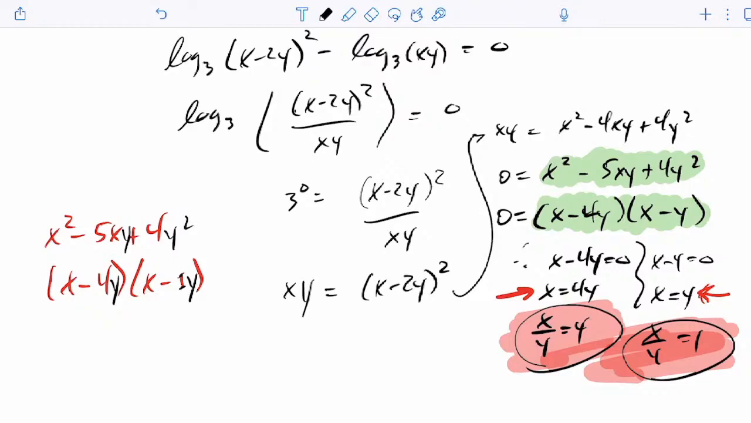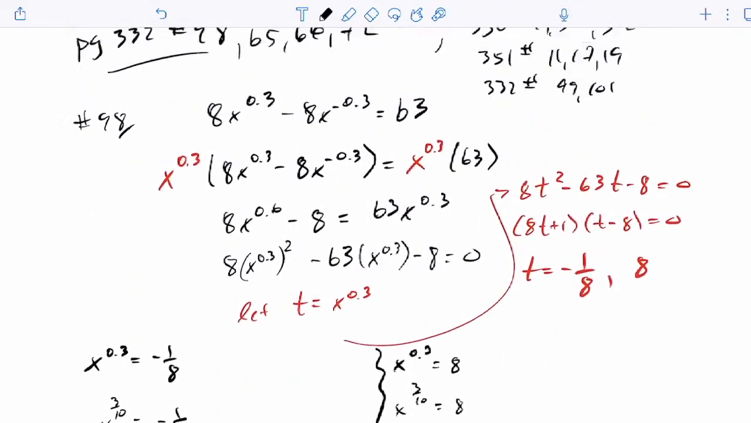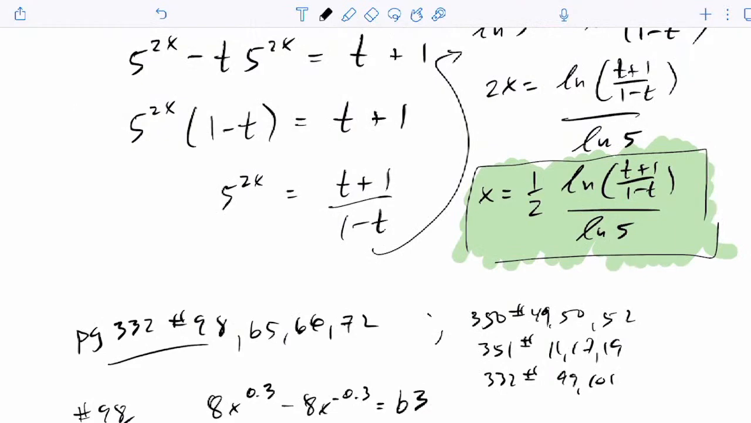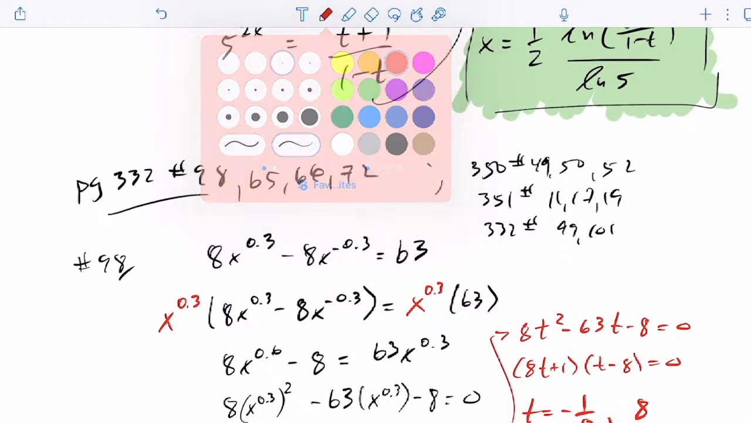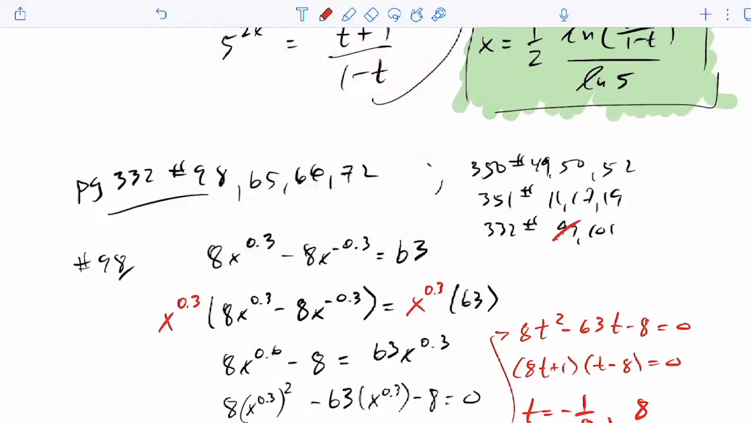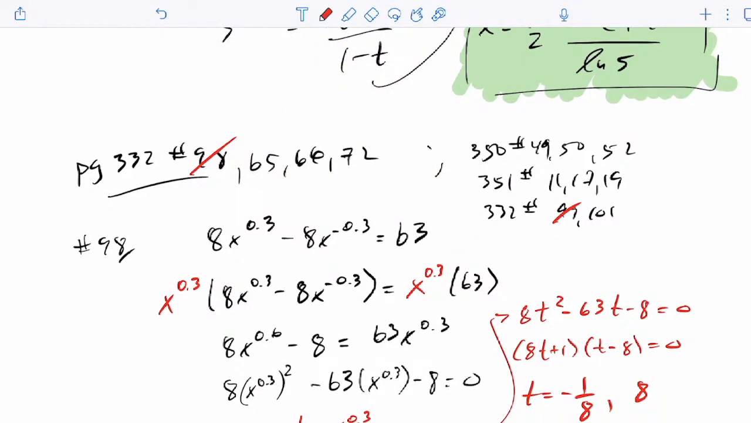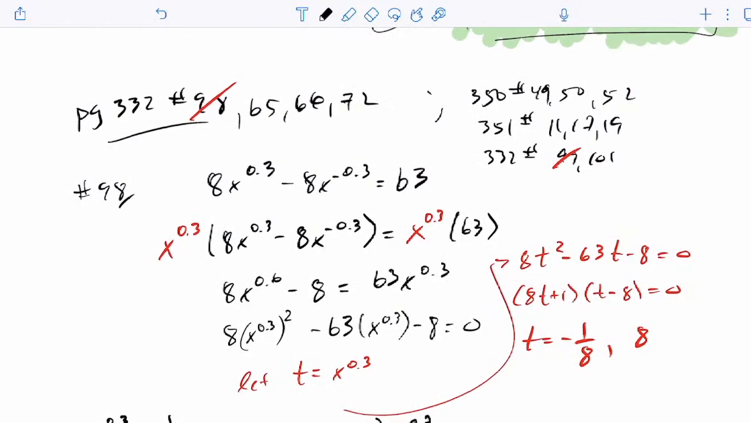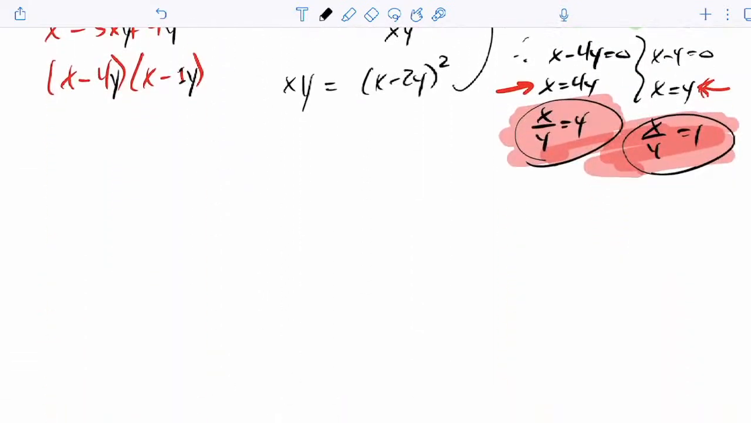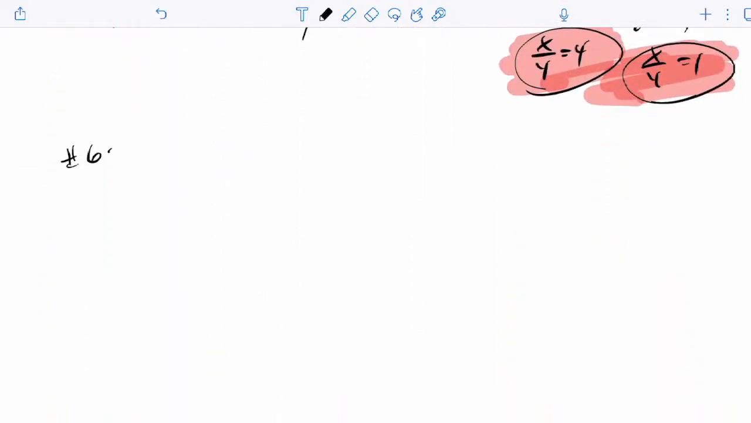So there's number 99. And then I've got what else is on here? All right, let's check some of these off. 99's done. I did 98. Okay, let's get to 332. I'm right on 332. There's a bunch of them here. So 66, 65, 66, 72, I can go through all those. And then I'll get to 101 as well. I'll just start to go through those.